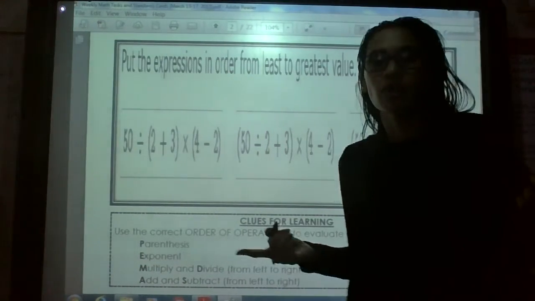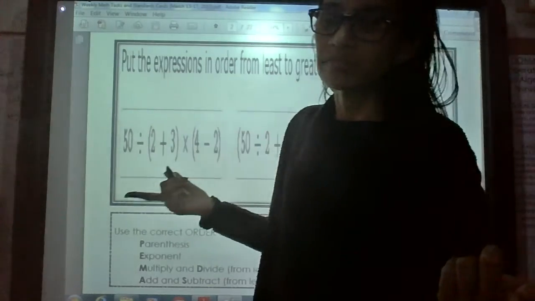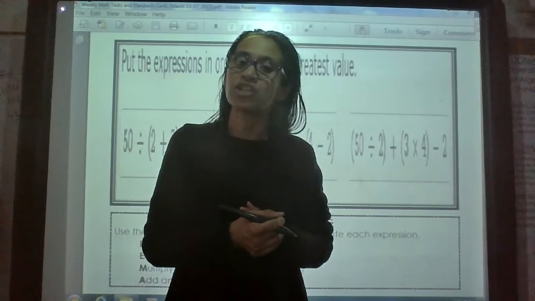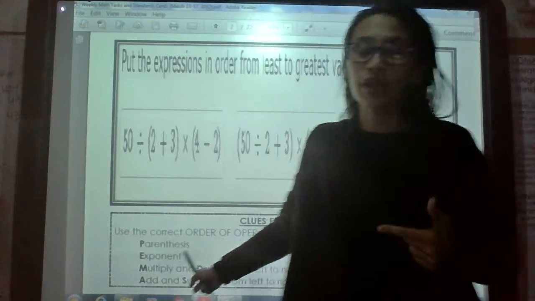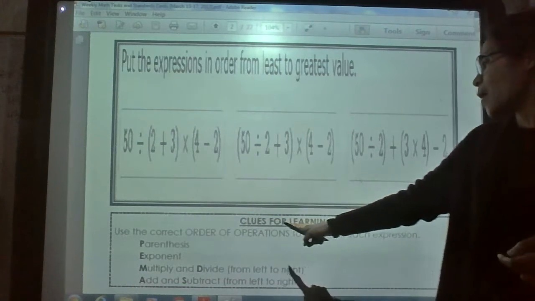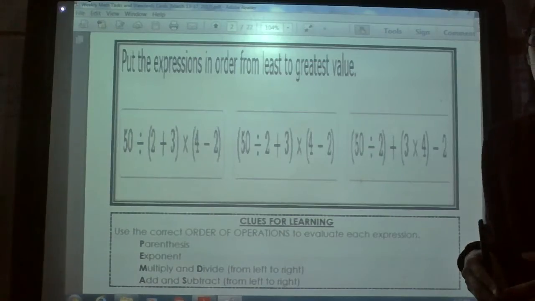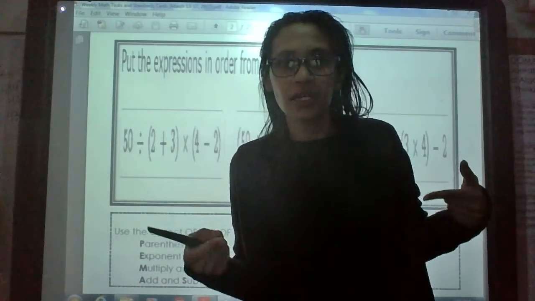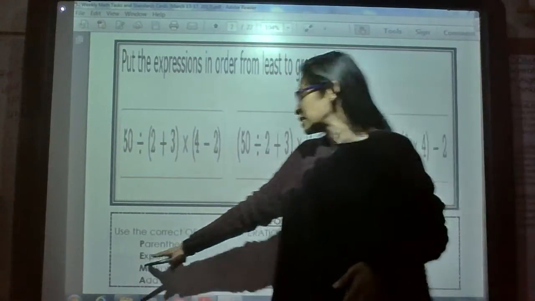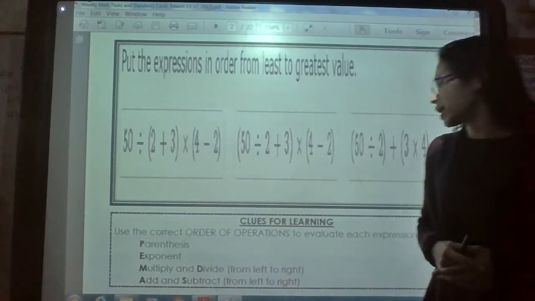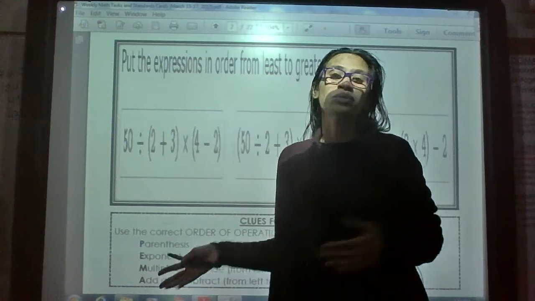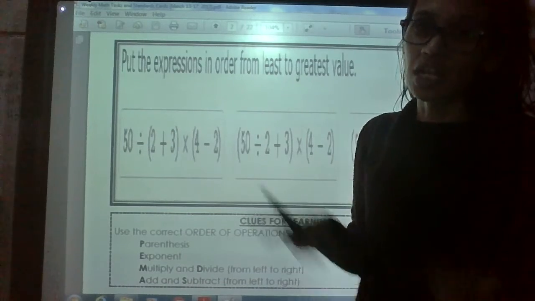And in order to solve these expressions, what do we use? That's right, you use your mind, but we are also going to use our order of operations. So look at the bottom, or look right here and see. Here are your clues for learning. It says use the correct order of operations to evaluate each expression. So some of you are like, we do PEMDAS. Okay, but what does PEMDAS stand for? It stands for P, parentheses, E, exponent, M, multiply and divide from left to right, and then A and S is add and subtract from left to right. You ready to begin? Let's begin.